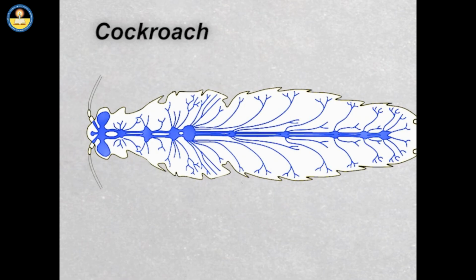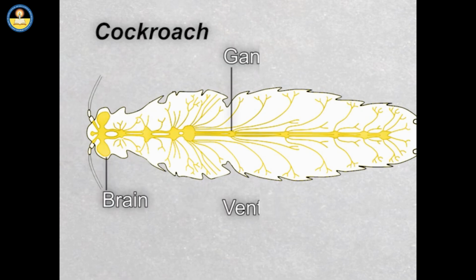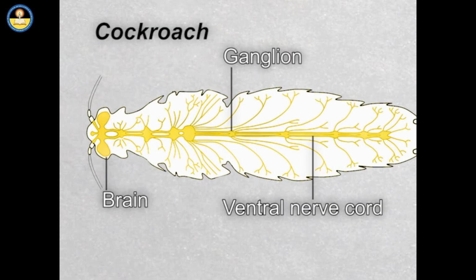The nervous system of the cockroach is spread throughout the body. In total, there are 9 ganglia along its length. The brain exerts overall control in the animal.